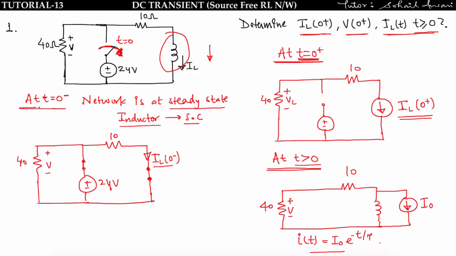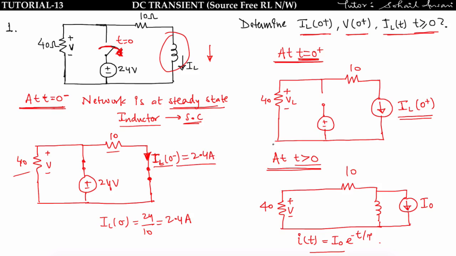Now let us see what is happening at t is equal to 0 minus. At t is equal to 0 minus, the inductor should be replaced by a short circuit because it is at a steady state. So we will find this IL of 0 minus. Clearly we can say that this 24 volt is in parallel with 40 ohm and 10 ohm. So IL of 0 minus is given by the parallel voltage, that is 24, divided by 10, the resistance across this, that is equal to 2.4 ampere. So IL of 0 minus I am getting 2.4 ampere.